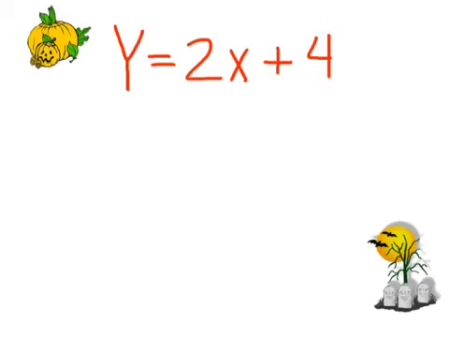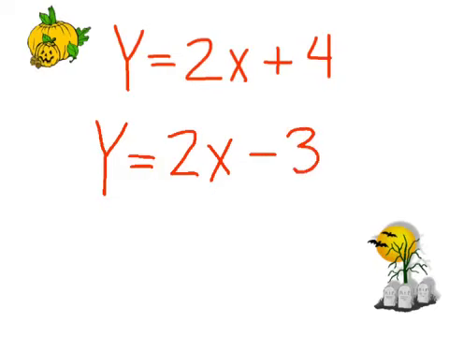For example 1, we have y equals 2x plus 4. We want to find a line that is parallel to y is equal to 2x plus 4. So what makes a line parallel to another line? The slope is the same. So another line that's parallel to y equals 2x plus 4 is going to be something with 2x. And remember, your y-intercept doesn't matter. We can put any number there, so I'm just going to put -3. So these two lines are parallel.